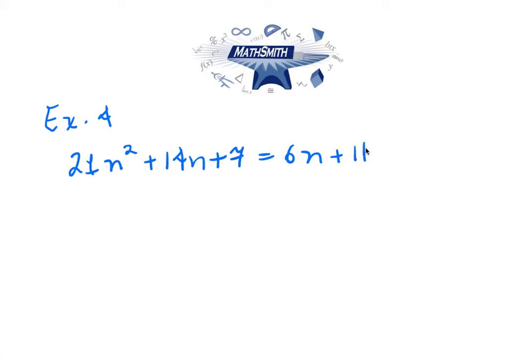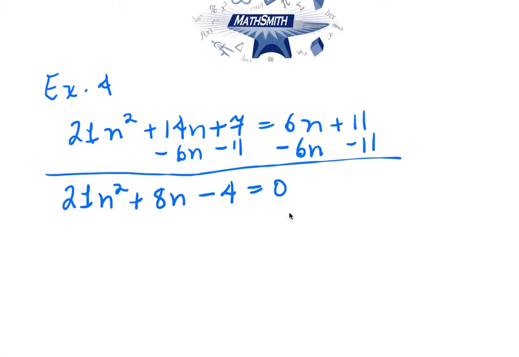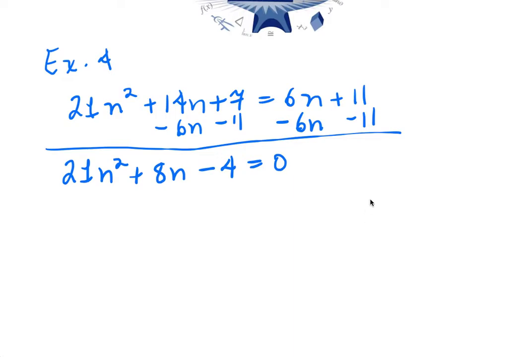Okay, so the first thing you're going to do, when you're solving any quadratic, is bring everything to one side and have it set to 0. So we're going to subtract 6n, subtract 11, so minus 6n, minus 11 on both sides. That's going to give us 21n squared plus 8n minus 4 equals 0. All right, so we're going to now use the box method to factor this.